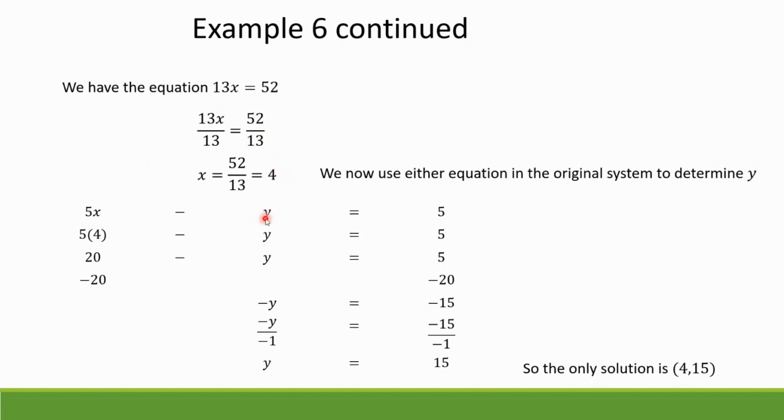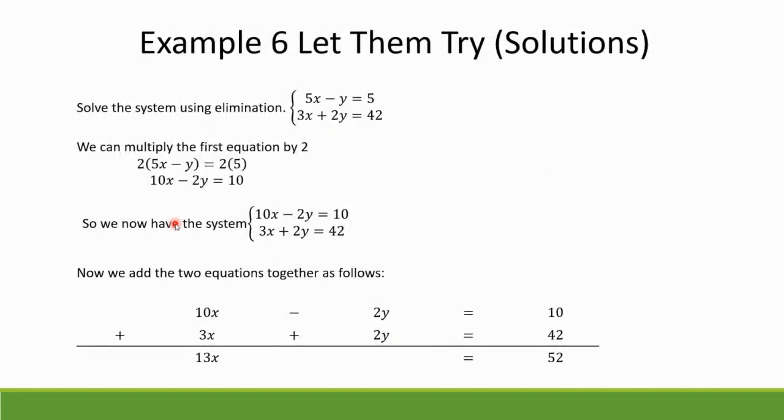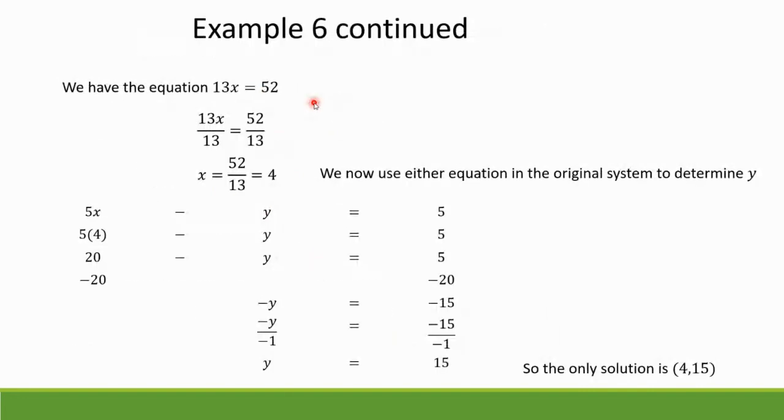Now we know what x is. Just like before, we choose either equation and replace x by 4 and solve for y. I'll let you do the calculation on your own because we have like 5 seconds left. You get y is 15, and this is the only solution.